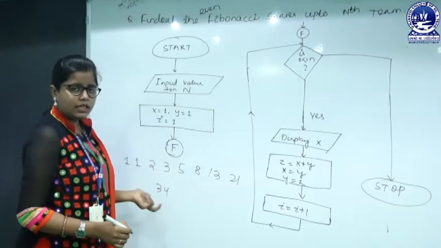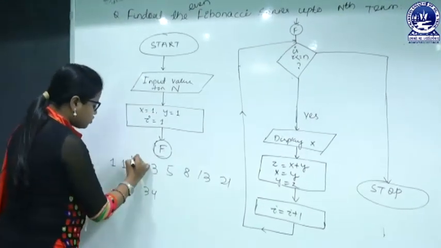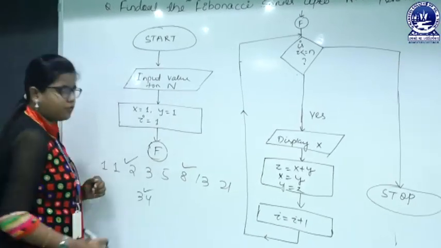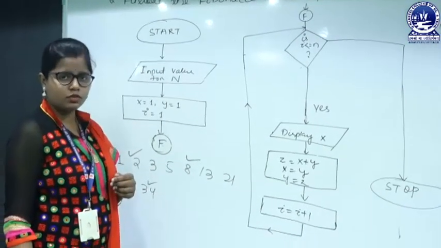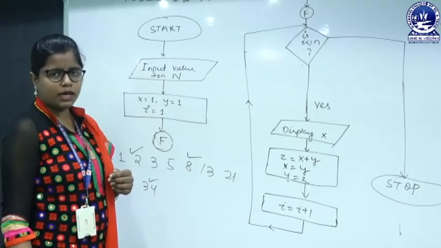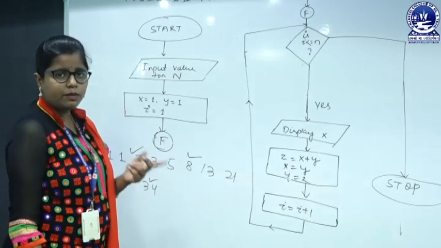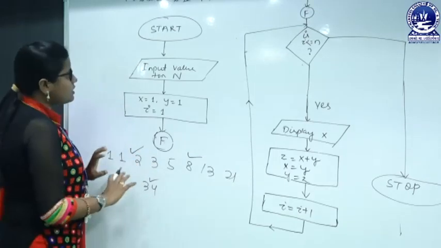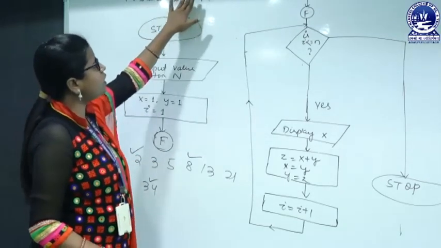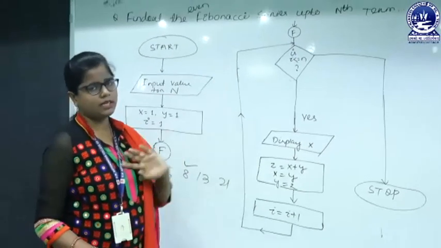So which are the even Fibonacci numbers? That is 2, 8 and 34. Those are divisible by 2. Those are the even Fibonacci numbers. So we need to print here only the even Fibonacci numbers. So what is the question? The question is find out the even Fibonacci number up to nth term.